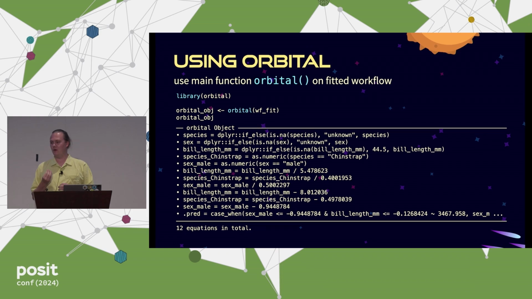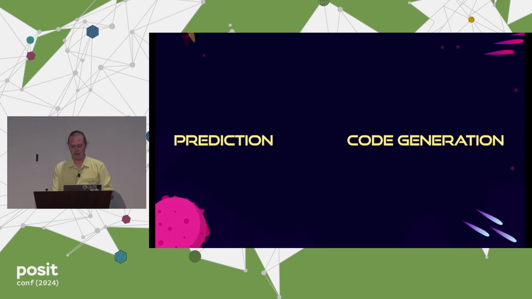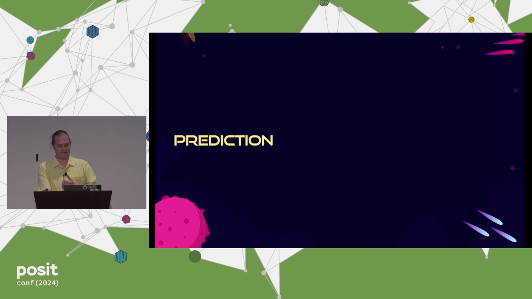Before I move on, I want to make it clear that this object by itself is quite small, and it doesn't require any of the previous packages to work. So if you save this file to disk and load it up in a new session, you don't need tidymodels, you don't need parsnip, you don't need bonsai, you don't need anything. You just need orbital. So that's already quite a bit decreased in dependencies right here. So now we have the object, we have 2 main things we can do, prediction and code generation. And I want to start with prediction.